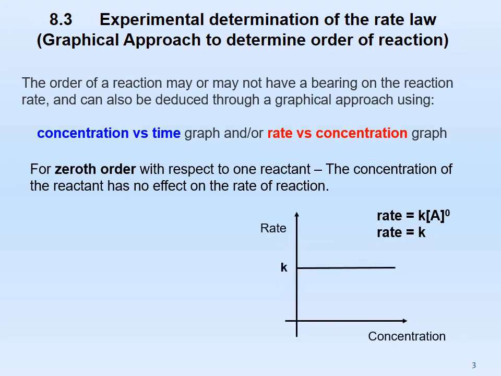In the rate against concentration graph, k is an unchanging value, so the graph is a horizontal straight line with the same rate at different concentrations of reactant A.